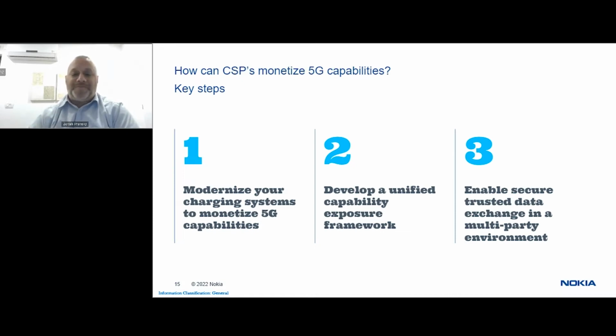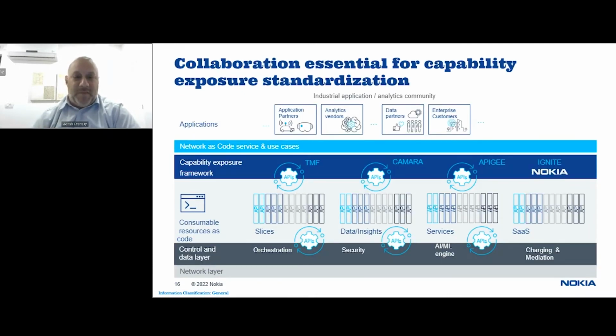So if you look a little bit into this, what we're looking at in Nokia is saying, hey, there is the network layer and obviously the control and data layer, which includes the charging, the orchestration, security. All of those services need to be consumable as code, right? So, APIs are a good way to think of that. The network as code is going to be exposed to those application partners, those analytics vendors, data partners, enterprise customers, whether directly or as part of some sort of participation in or cooperation with CSPs.